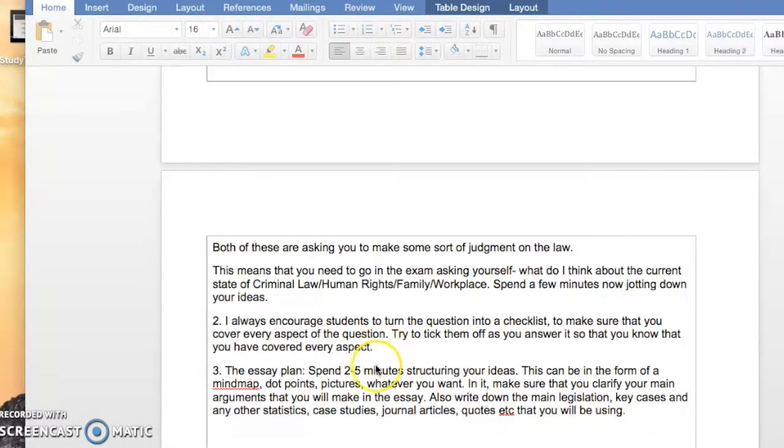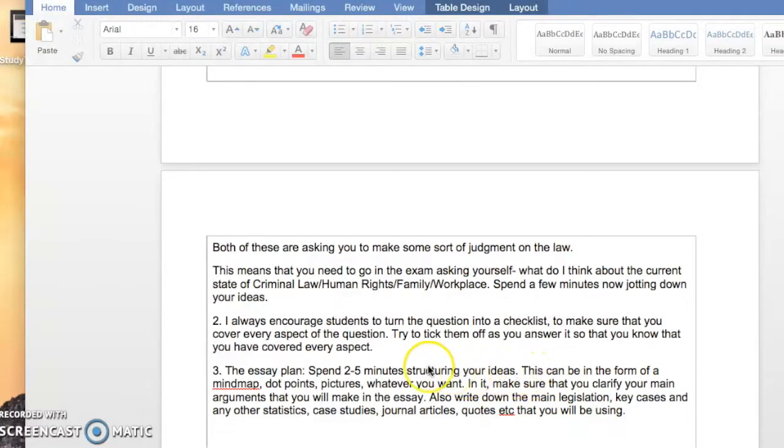Number three is about the essay plan. So this is especially important if it's during an exam. Spend 2 to 5 minutes structuring your ideas. This can be in the form of a mind map, dot points, pictures, whatever you want. In it, make sure that you clarify your main arguments that you will make in the essay, and also write down the main legislation, the key cases, any other statistics, case studies, journal articles, quotes, etc. that you will be using.